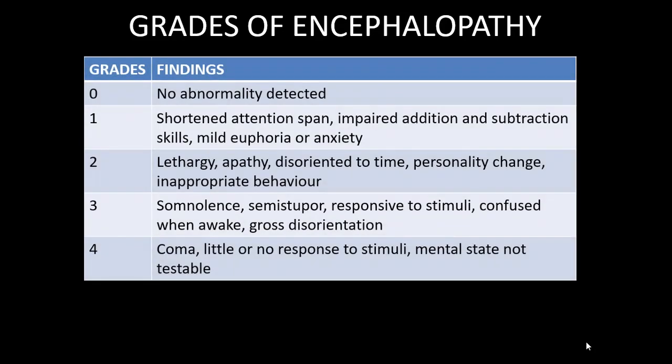Grades of encephalopathy given by West Haven. Grade 0, no abnormalities detected. Grade 1, this is shortened attention span. You can ask your patient to do addition and subtraction, and they will not be able to do it. Grade 2, this is where you see asterixis and lethargy, apathy, disorientation to time. Grade 3, your patient is somnolent, semi-stuporous, and grade 4 is where most likely you'll want to intubate your patient. He's in a comatose state.